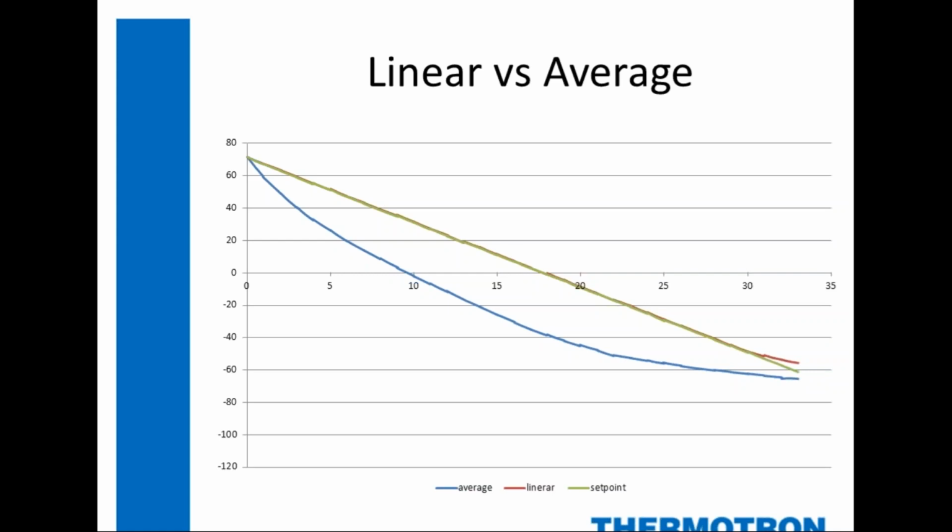So the reason I mention it is it's something we ask when somebody's asking for equipment. Is it an average change rate or a linear change rate? And when we understand that, then we can specify the right compressor size.